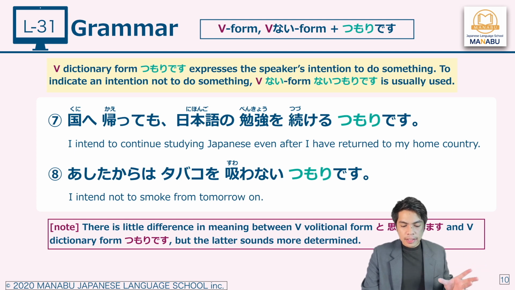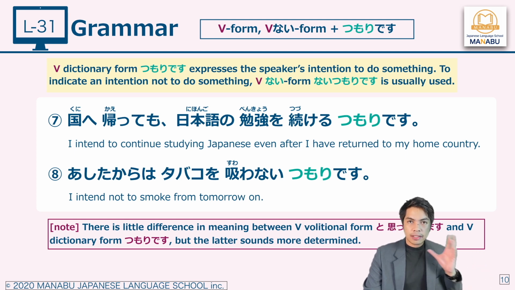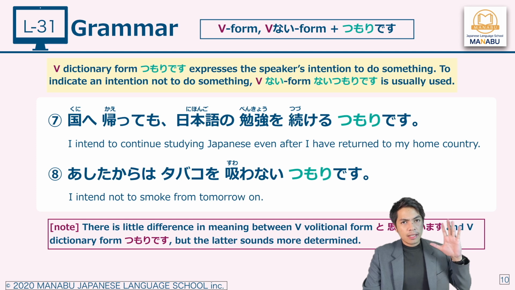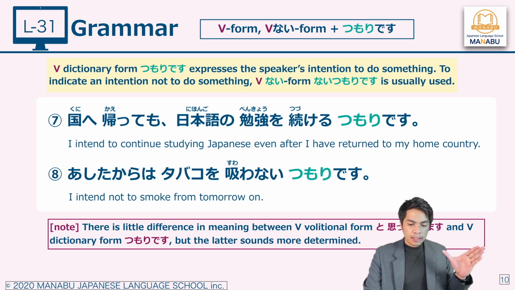The つもりです sounds more determined to do something. So unlike the verb と思っています, which is just like thinking about doing something, I want to do this. But the verb つもりです means I'm planning and I'm determined to do this. Verb dictionary form つもりです.